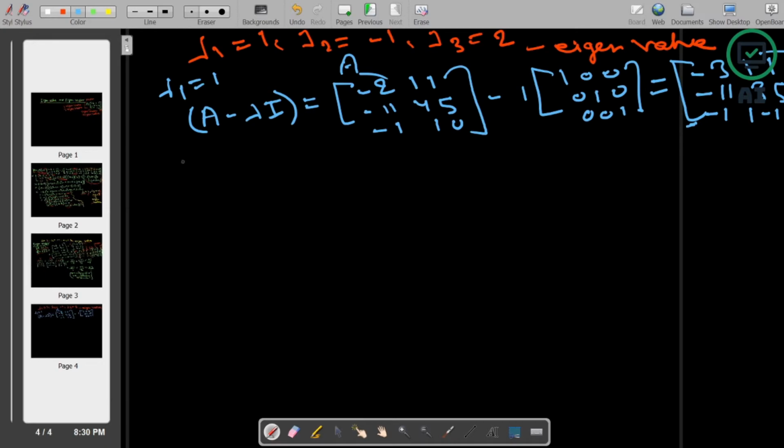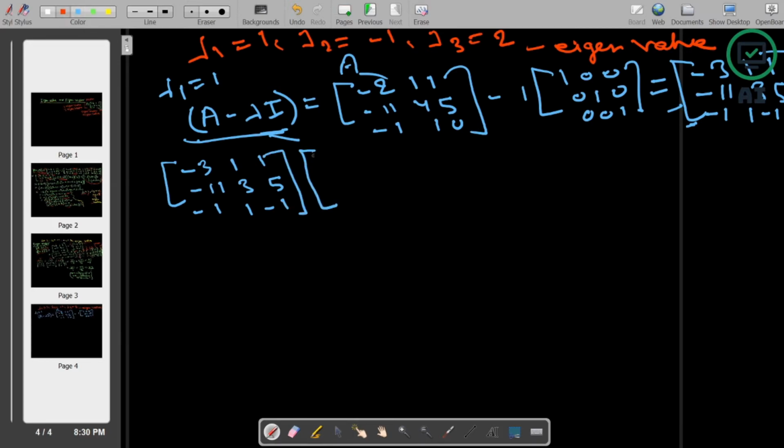So now this is the matrix we got after performing this operation. So we have to equate this: minus 3, 1, 1, minus 11, 3, 5, minus 1, 1, minus 1, and then we have to write the unknown variables x1, x2, x3, equal to 0. So let's solve this one.